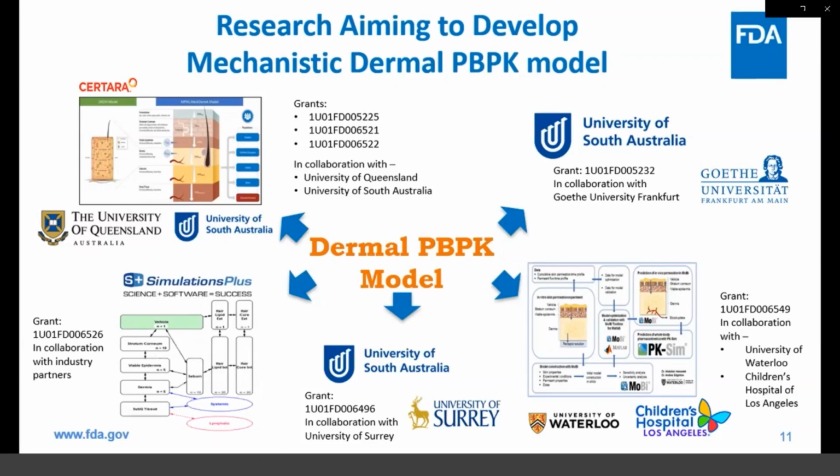In all these grants, our scientists from the agency were actively involved to provide technical insights which were deemed critical to achieve the research objectives of these grants.